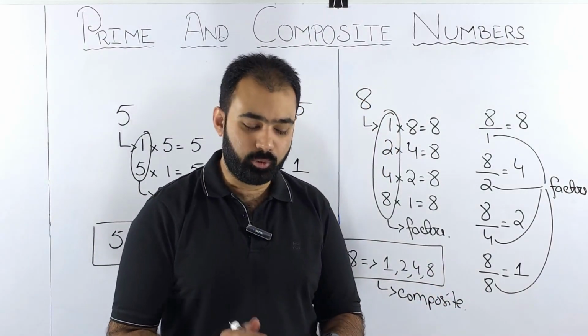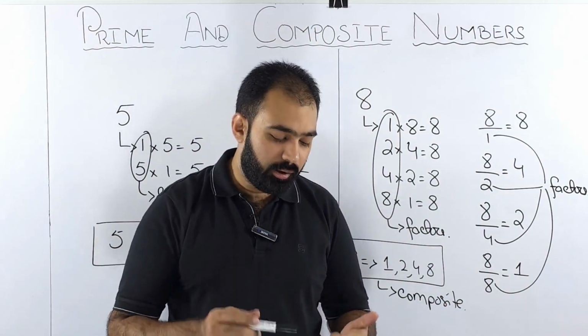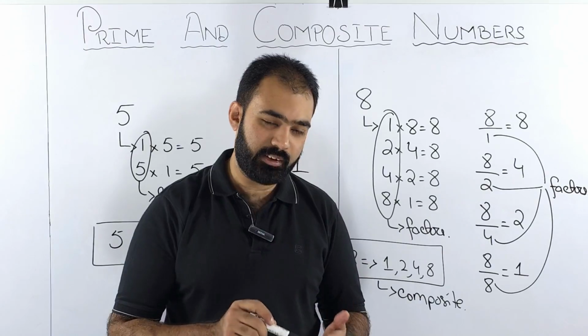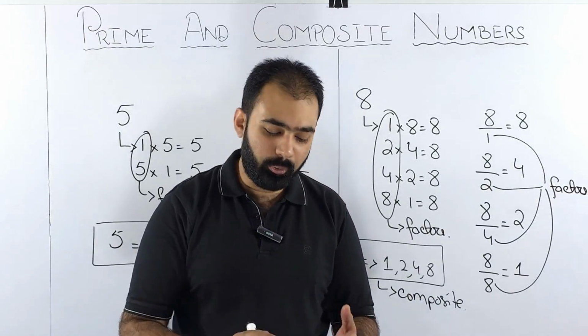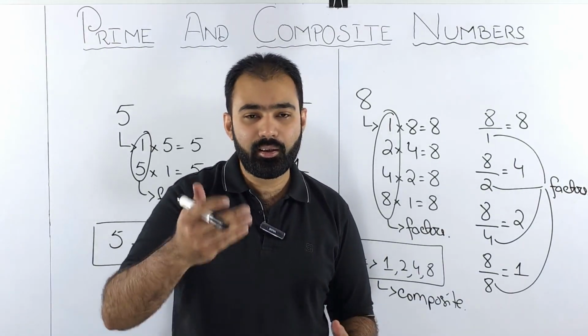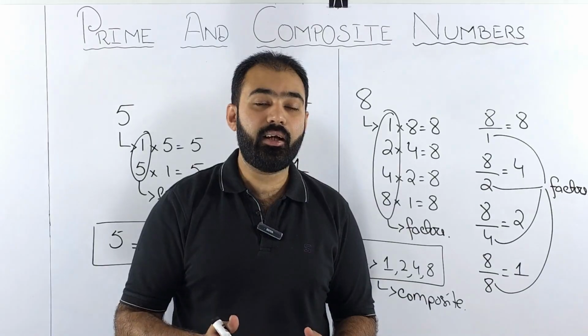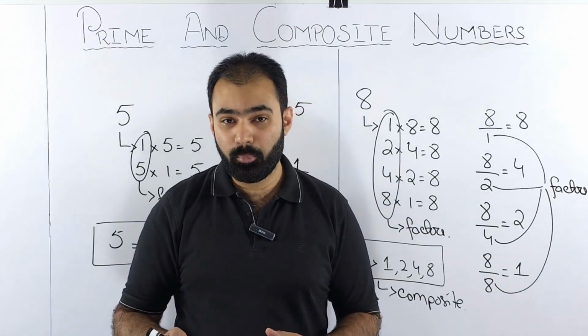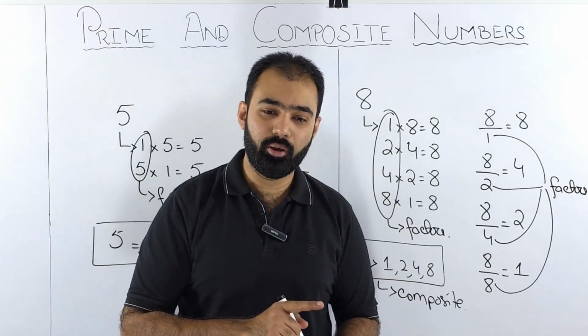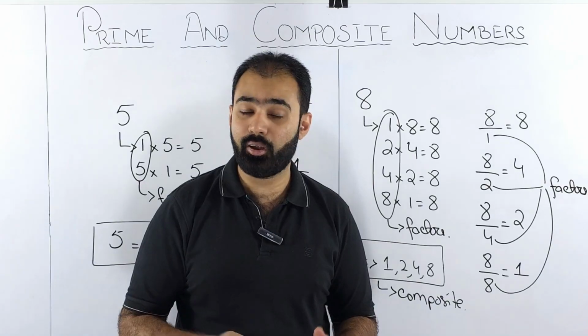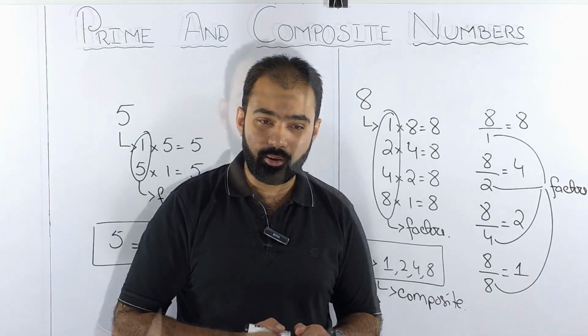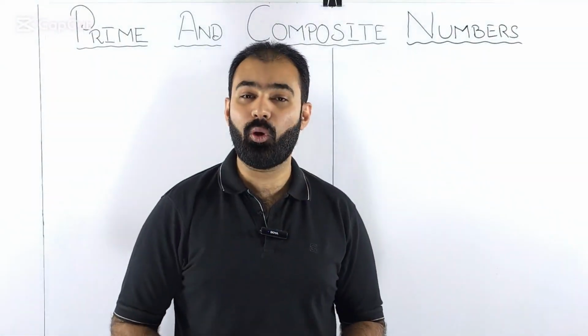Now here's the task for you. You have to practice the numbers 2, 3, 4, 5, 6, 7, 8 and 9. Keep it to one digit numbers. Practice these from 2 to 9. Find their factors and then decide which number is a prime number and which number is a composite number. And if you are able to find out, do mention in the comments which numbers are prime and which numbers are composite.